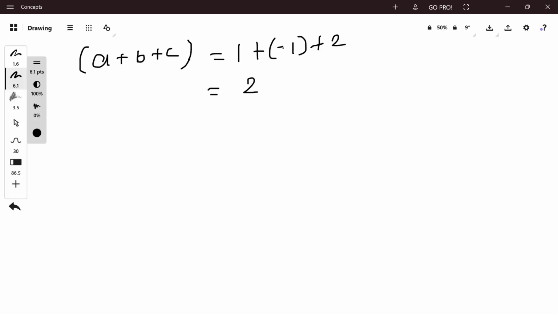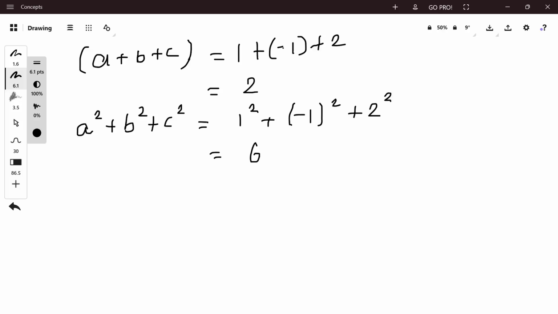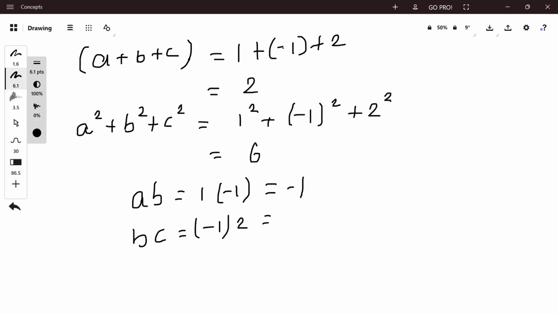Now a square plus b square plus c square, that is equal to 1 square plus minus 1 square plus 2 square, that is equal to 6. ab, that is equal to 1 into minus 1, which is equal to minus 1. bc equal to minus 1 into 2, that is minus 2. CA, 2 into 1, that is equal to 2.